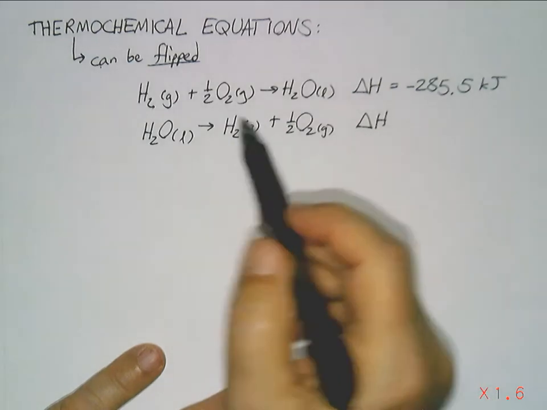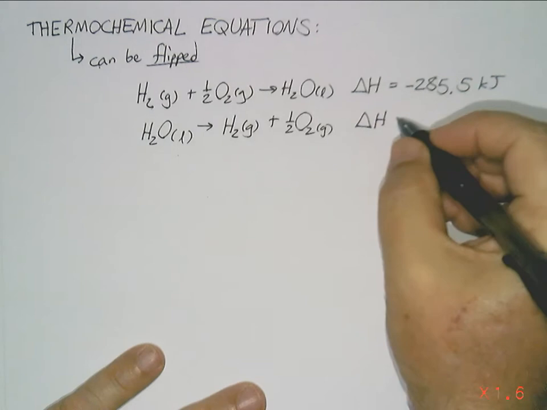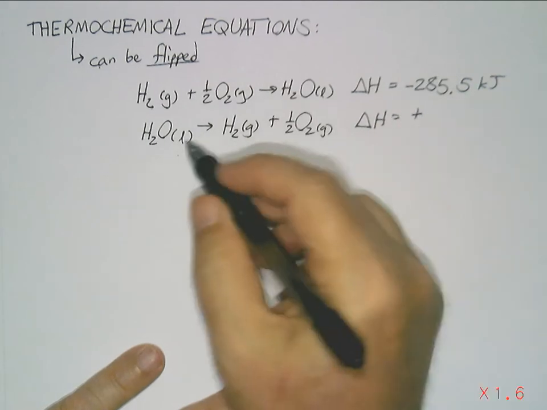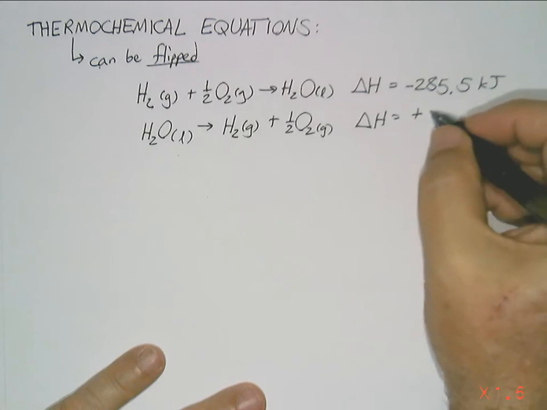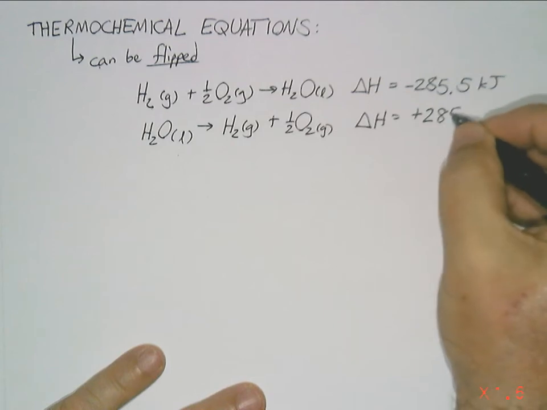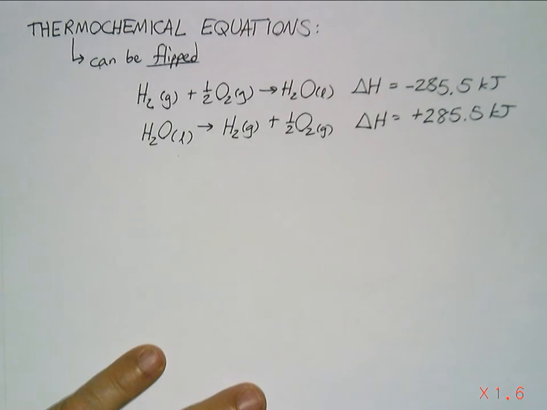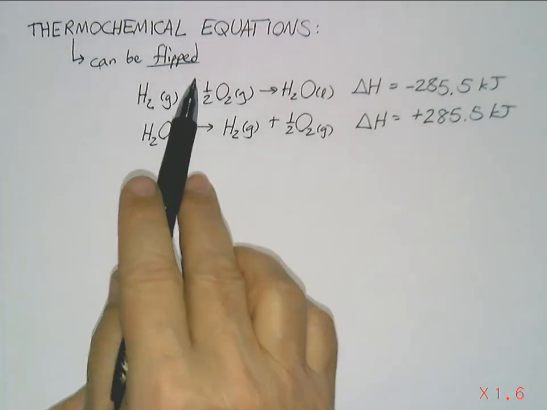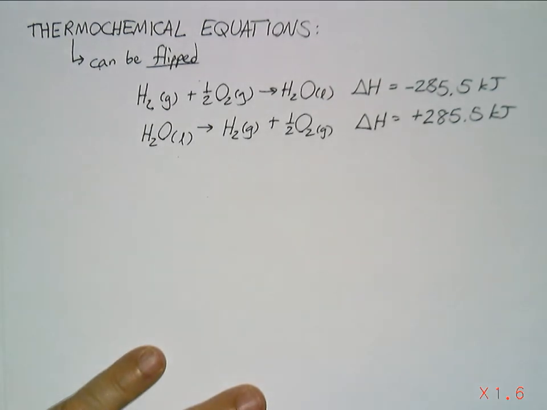Now what I did was I took this reaction and flipped it. So whatever I do to the chemical side of the thermochemical equation, I also have to do to the thermal side. In other words, the delta H gets flipped as well. And to flip it, you flip the sign on it. So flipping a reaction over simply flips the sign on the delta H over.